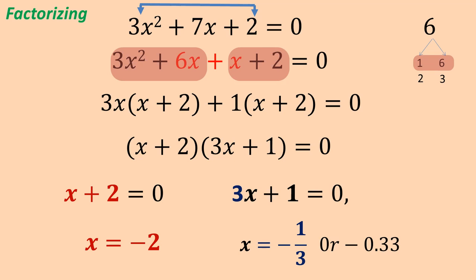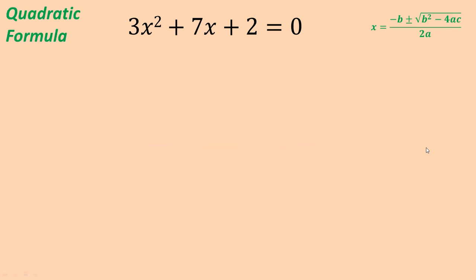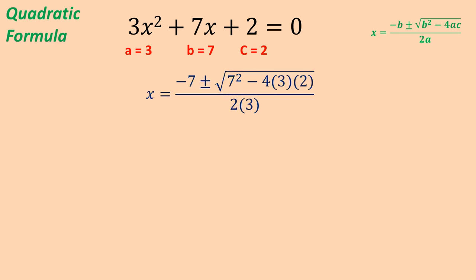Now we're going to solve a similar type of question by the quadratic formula. So first, we will take the values of a, b, and c. For example, the coefficient of x squared is equal to 3, the coefficient of x is 7, and the coefficient of x naught, or the constant quantity, is equal to 2. So we are going to put these values in the quadratic formula. Minus 7 plus minus root of 7 squared minus 4 multiplied by 3 multiplied by 2, divided by 2a, meaning 2 multiplied by 3.